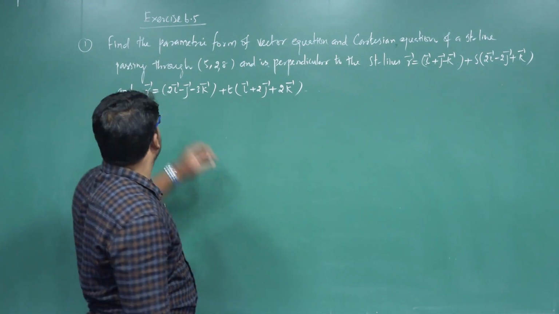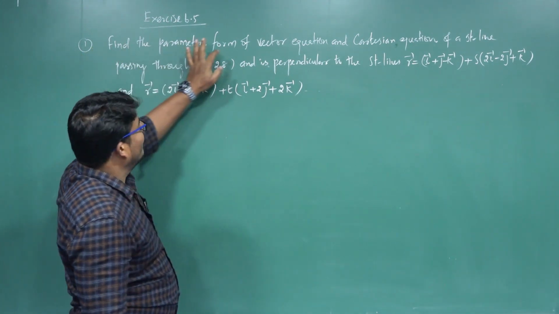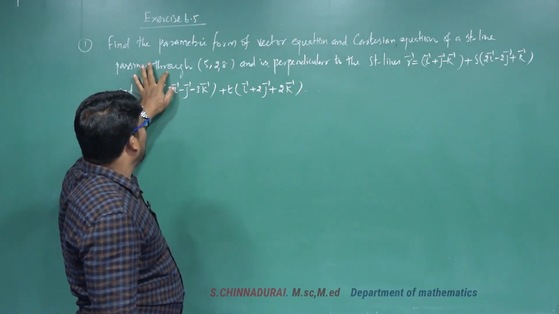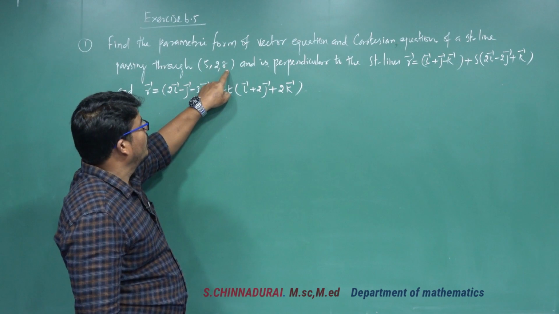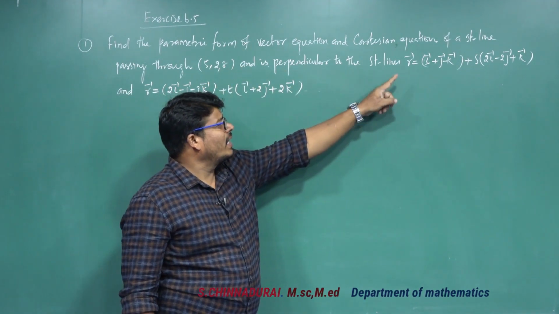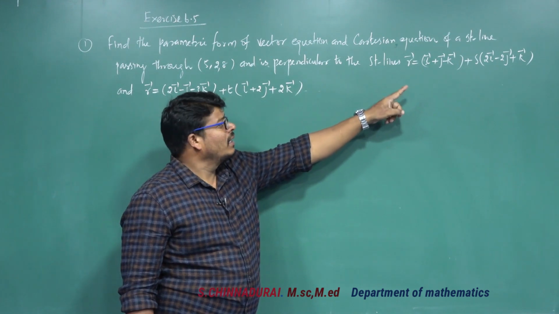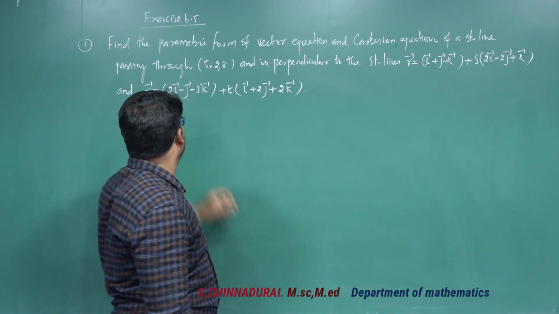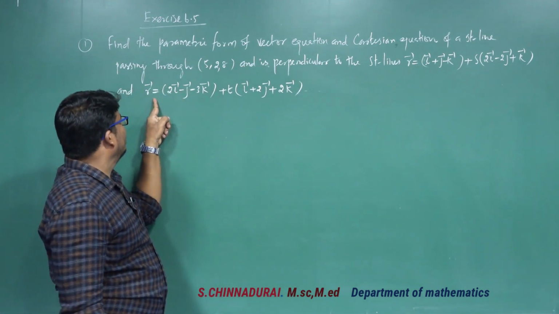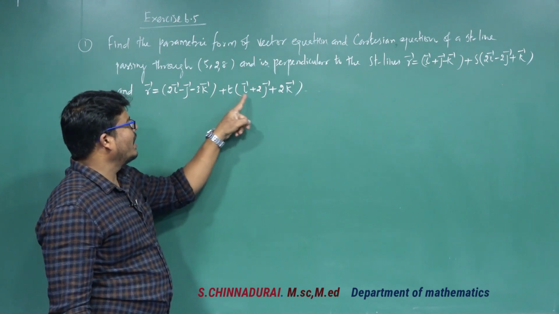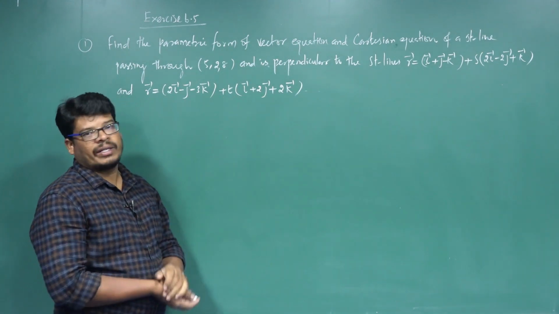The first question: find the parametric form of the vector equation and the Cartesian equation of a straight line passing through the point (5, 2, 8) and perpendicular to the straight lines r vector equal to i vector plus j vector plus k vector plus s of (2i vector minus 2j vector plus k vector), and r vector equal to 2i vector minus j vector minus 3k vector plus t of (i vector plus 2j vector plus 2k vector).